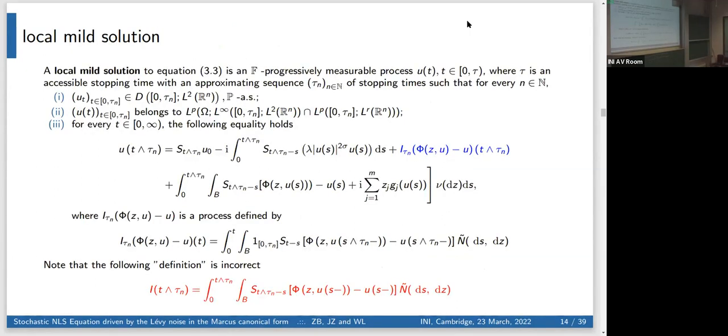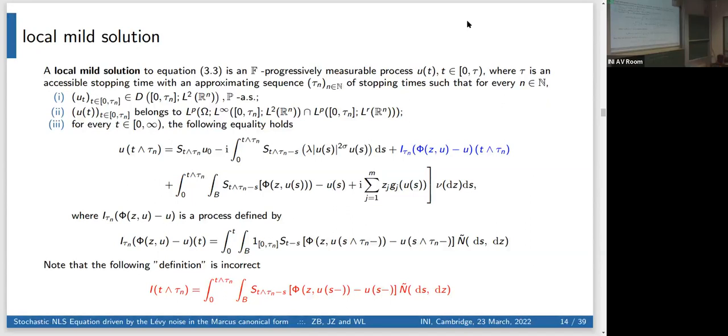And what about the result? First we look for local maximal solutions. A local solution is a process which is defined a priori up to some stopping time tau. We assume that this stopping time tau is approximated by a sequence of stopping times tau n, which is increasing. The process up to time tau n is càdlàg with values in L2. This process up to time tau n is bounded with respect to the L2 norm, and it also has an integrability condition where p and r are the same numbers which were in the Strichartz estimate.